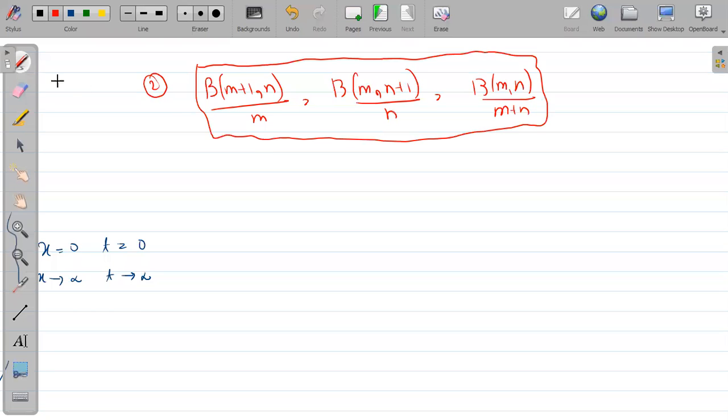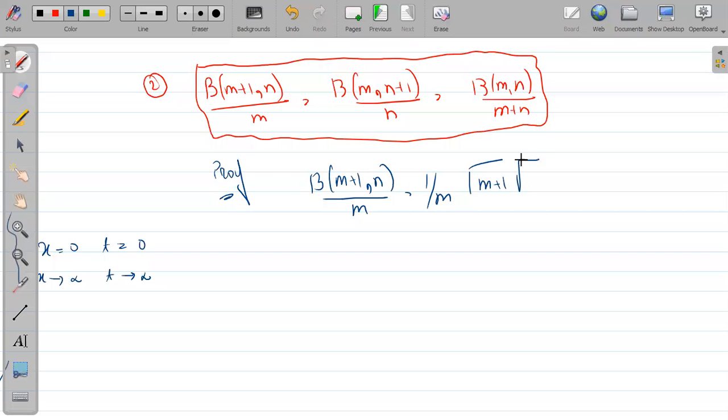It's very easy to prove. You can prove it simply. You can start with beta of m plus 1 comma n. By using the relation of gamma function and beta function, it is just gamma of m plus 1, gamma of n, by gamma of m plus n plus 1.